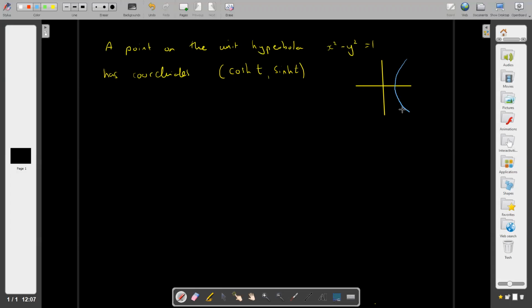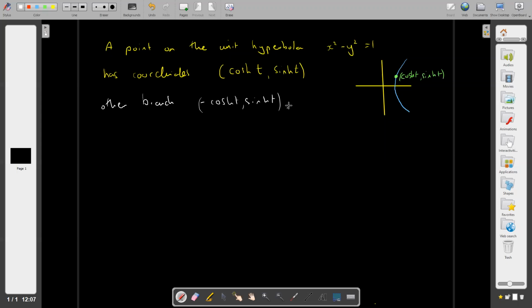So really we're referring to this branch on this side here. So this has coordinates cosh t, sinh t. Okay. Now if we want the other side, that's no problem. The other side, or the other branch, is just going to be minus cosh t, comma sinh t.